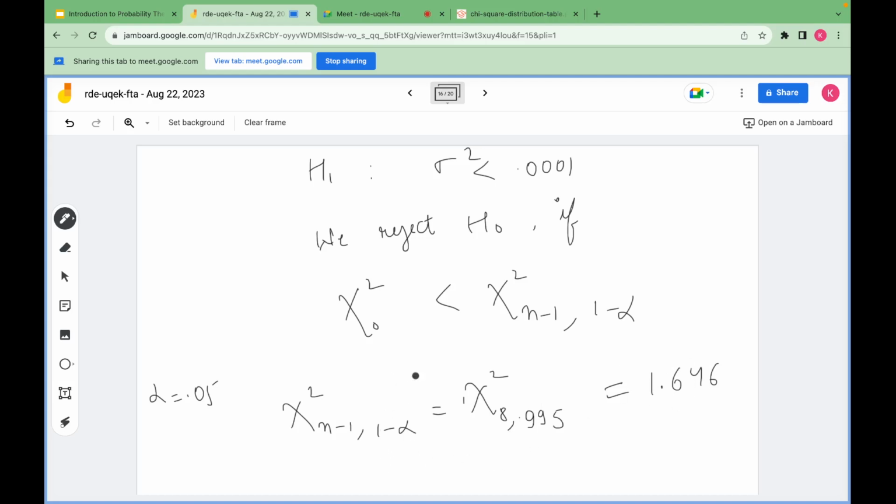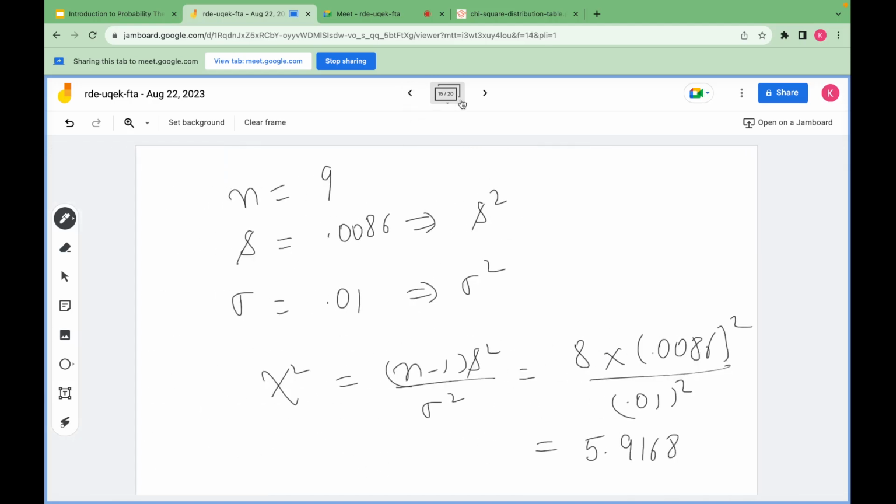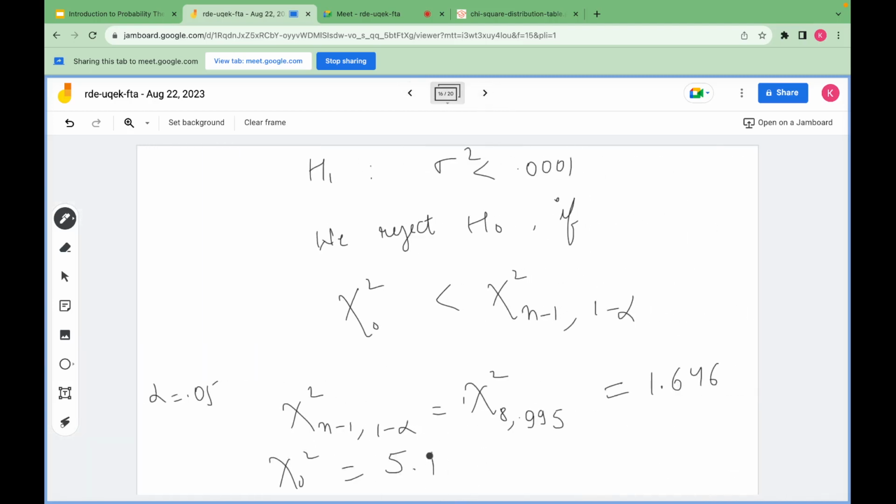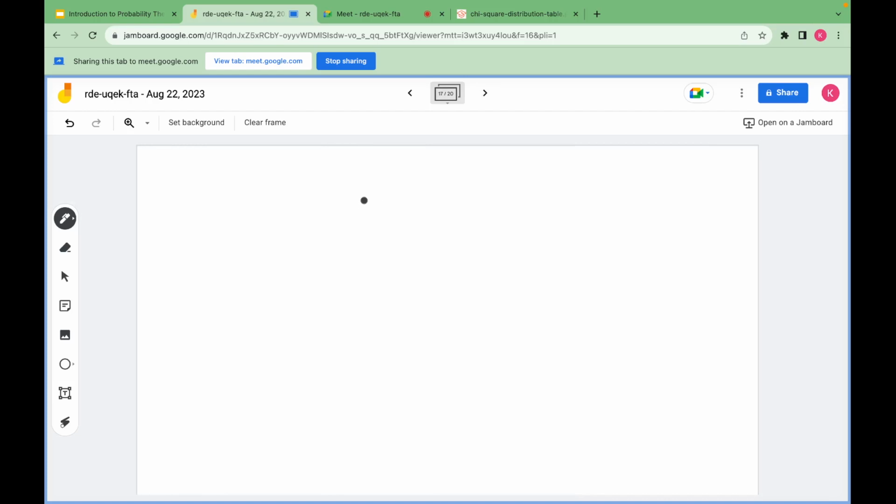But this chi square naught is 5.9168. This is greater than this value. That's why we fail to reject the null hypothesis. Okay.